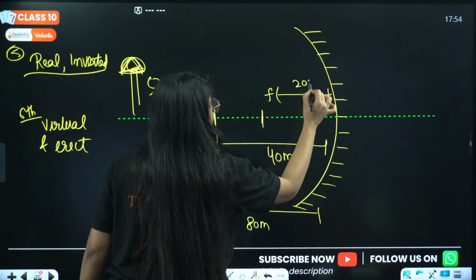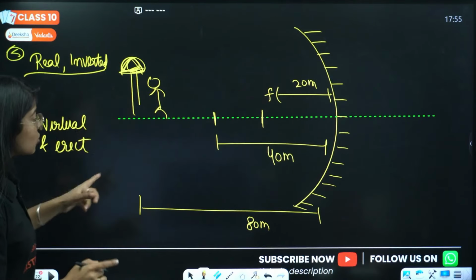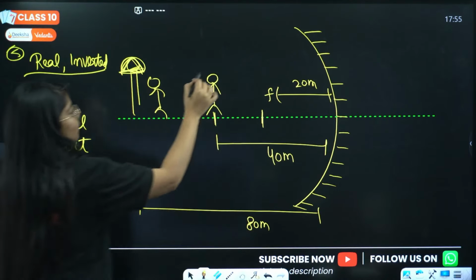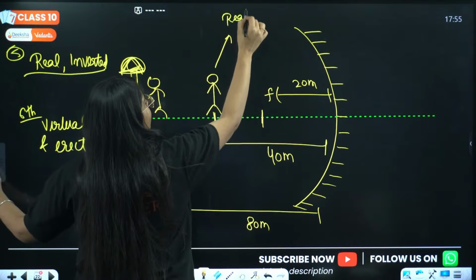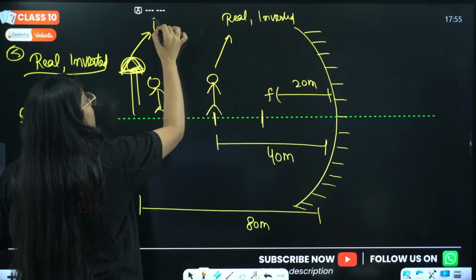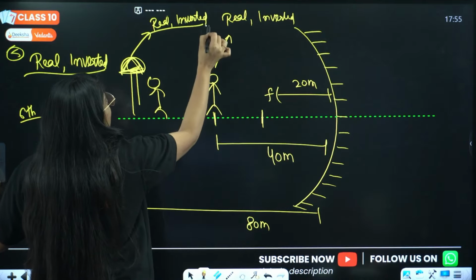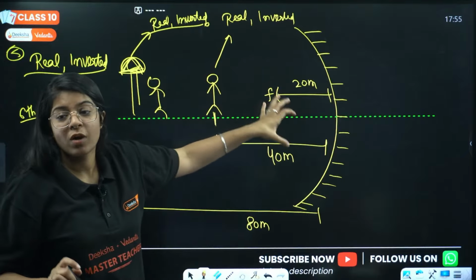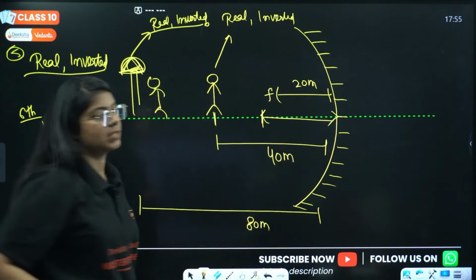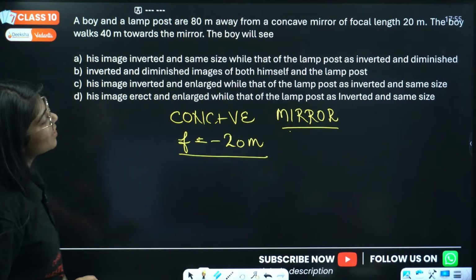So what is happening? The boy is at 40 meters, but the focal length is 20 meters. So even if the boy is at 40 meters, he will see the image of himself as real and inverted, and the lamp post was real and inverted in the starting as well. Why? Because only in the 6th case the image is virtual and erect, and for that the boy should come within 20 meters distance, right? So the correct option will be inverted and diminished images of both himself and the lamp post.